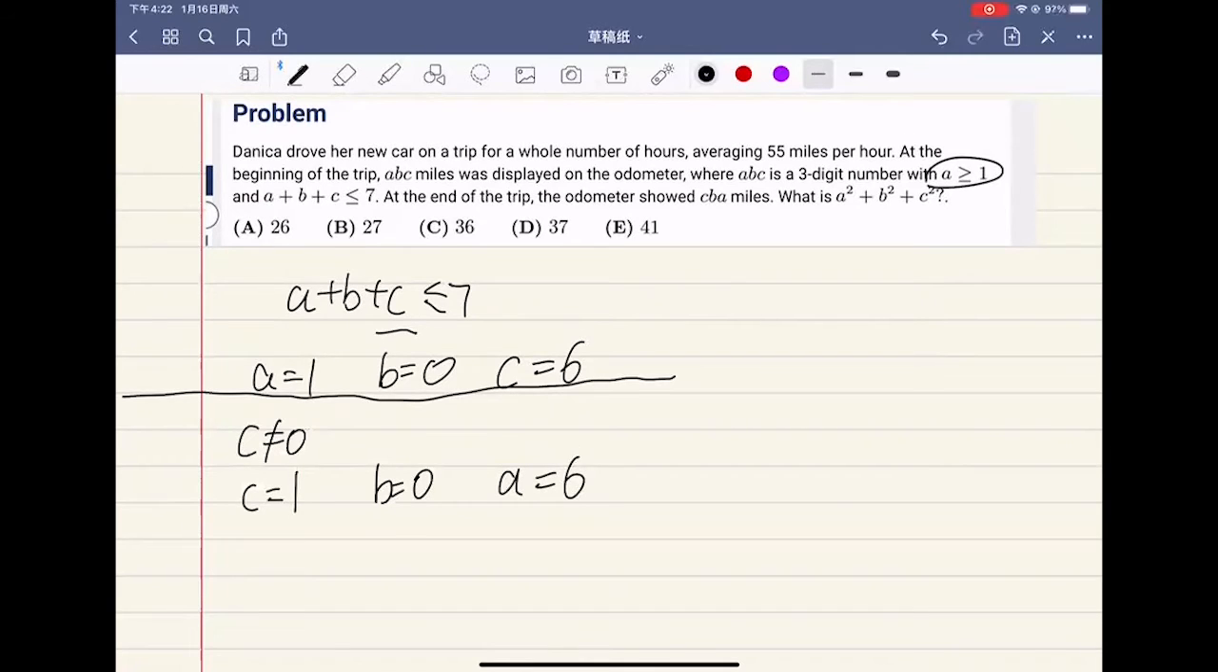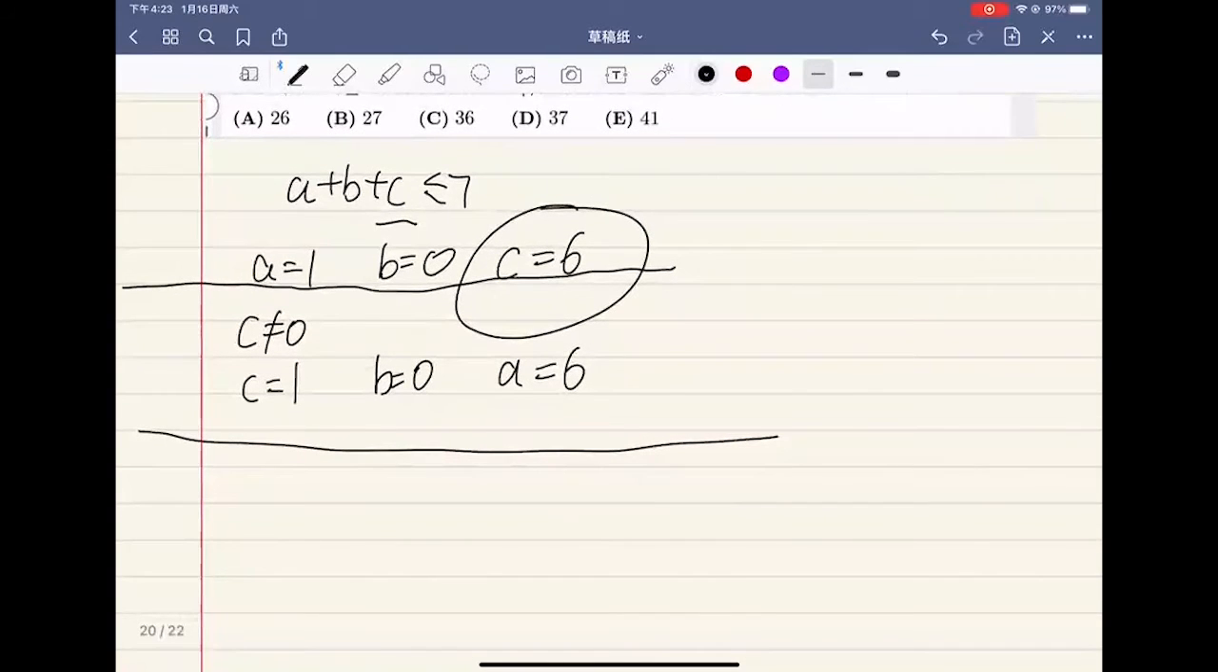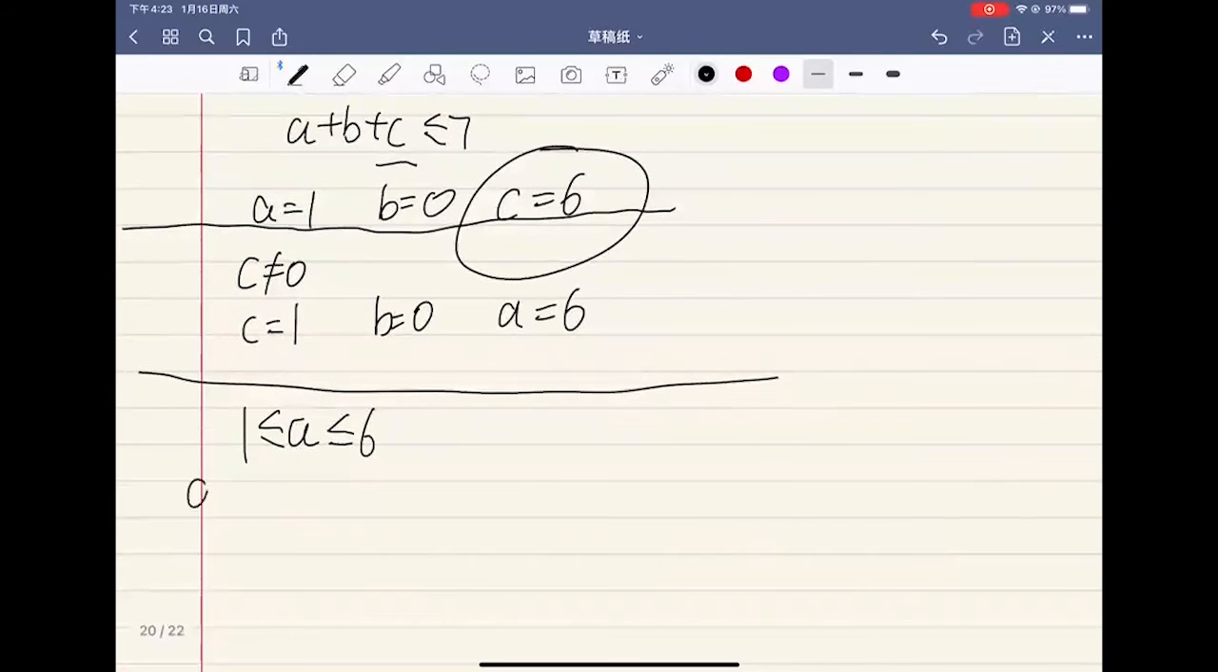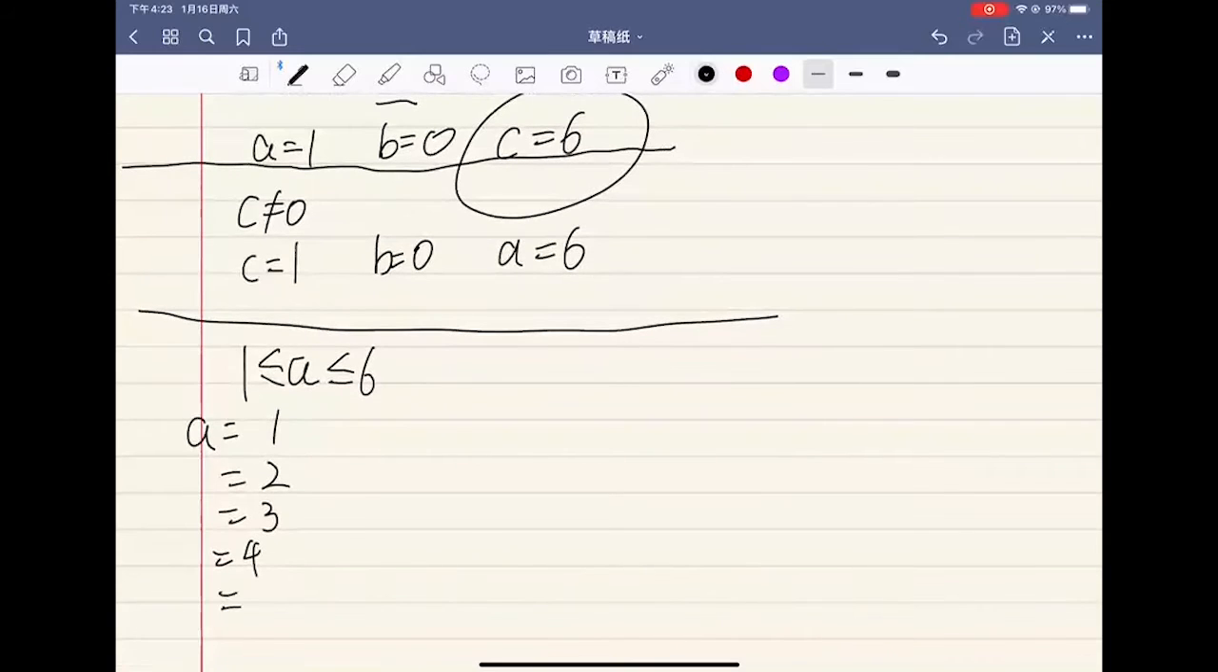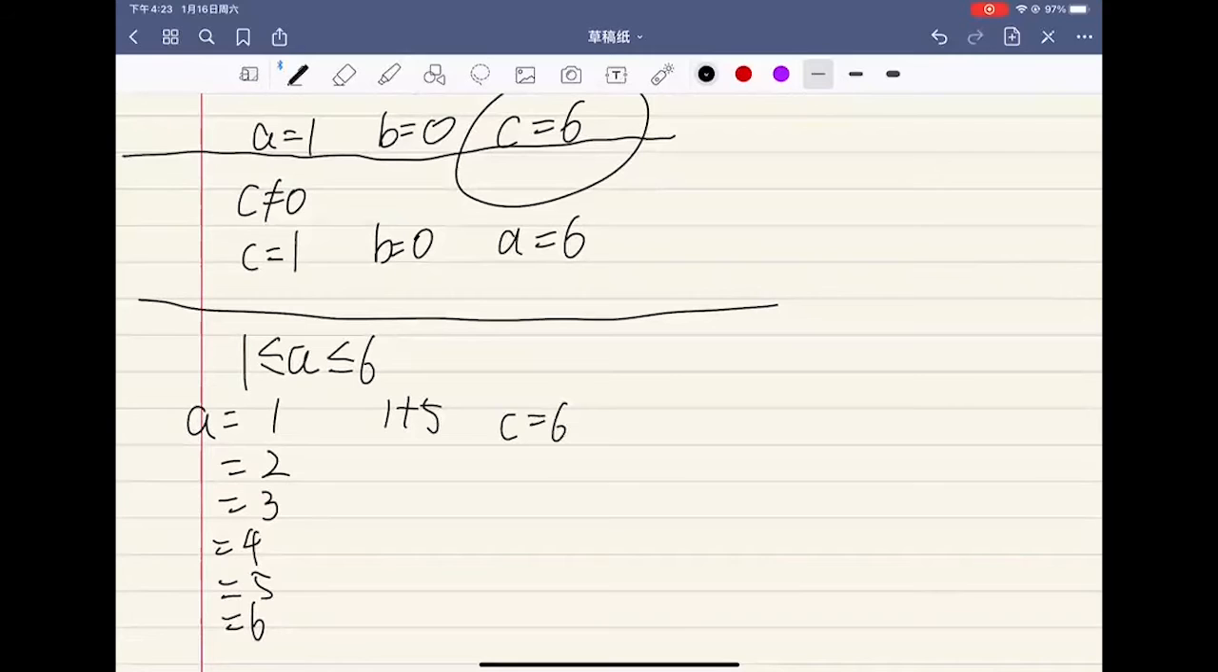So we find the range of those values. This is very important since the maximum value of C is 6. Now let's assume A equals 1, 2, 3, 4, 5, 6. When A equals 1, that's 1 plus 5, so C would equal 6. Remember the relationship between A and C is A plus 5 equals C, or rather the last digit.